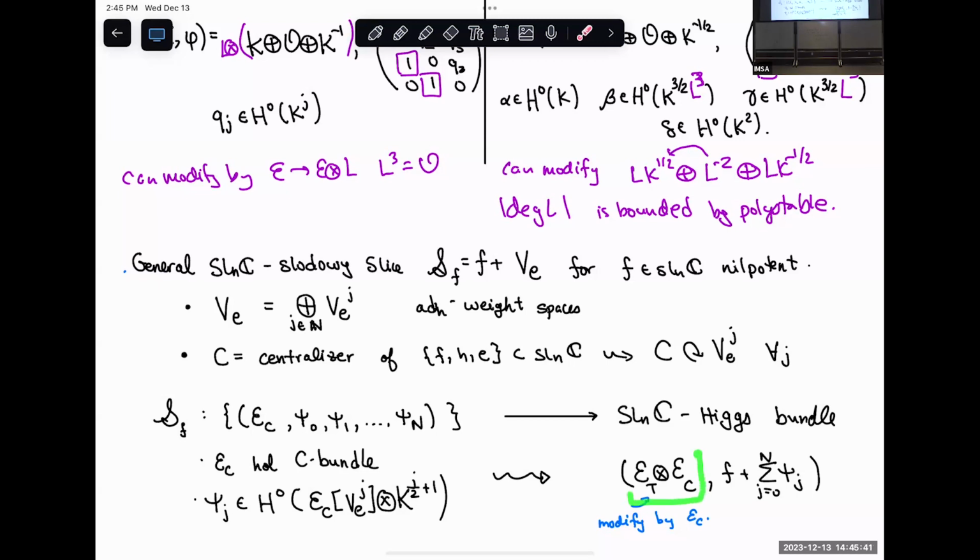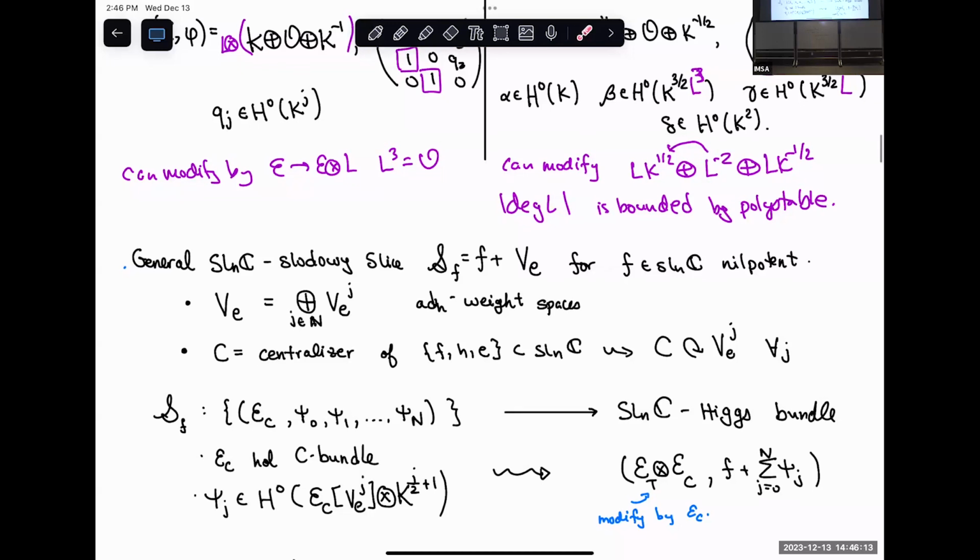And so what this means is that I can modify the bundle by my C bundle, and in principal bundle terms, you're multiplying the... Anyways, the bundle comes from an H bundle, where H is the exponential of my little h in my SL2, and I'm multiplying the transition function from that torus bundle with the transition functions of my holomorphic C bundle. Okay, but it's pretty concrete in many different examples.